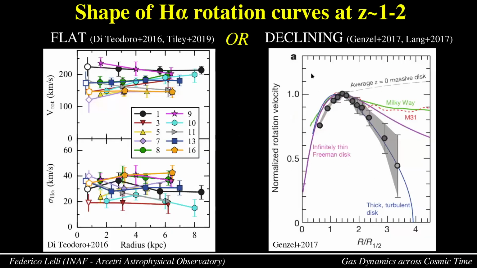Another important question at high redshift is the shape of rotation curves. This has been debated. Some teams have found flat rotation curves, whereas other teams have found declining rotation curves.